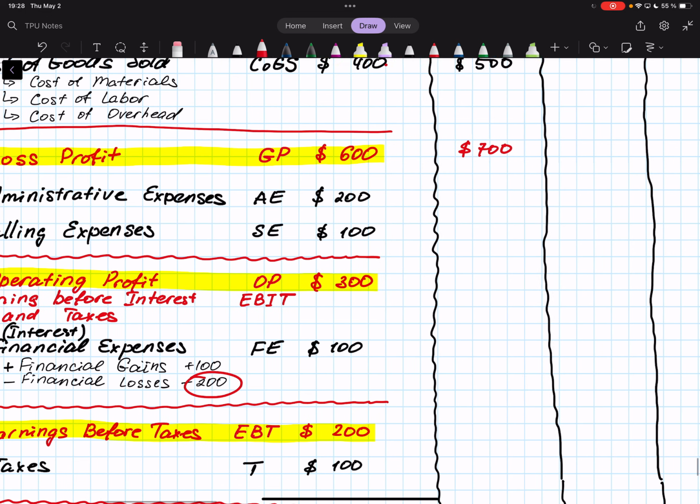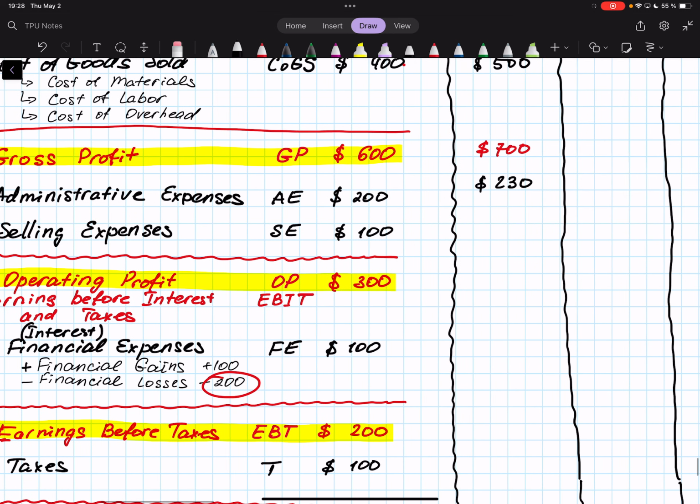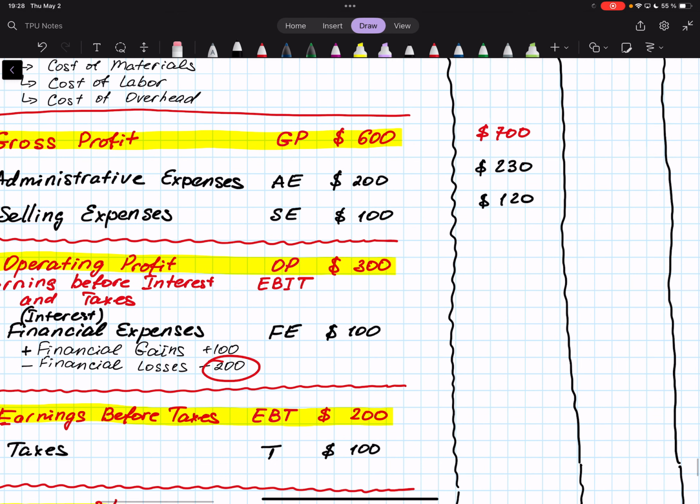Administrative expenses, let's say they have grown a little bit. Let's say they have grown to 230. And selling expenses grew also to 120, which will give us the operating profit of how much?